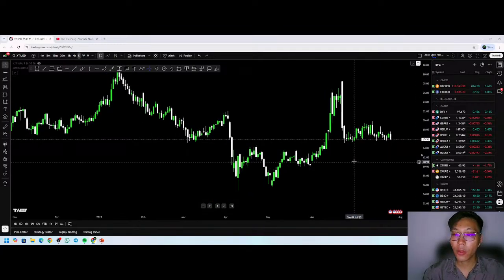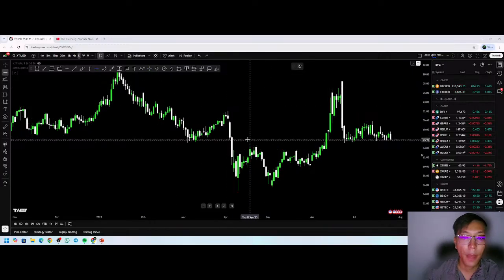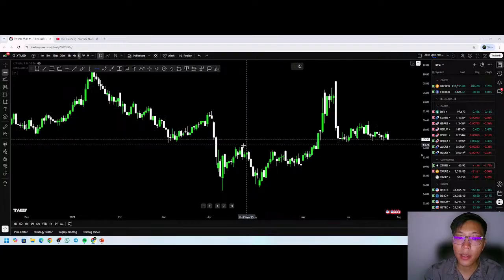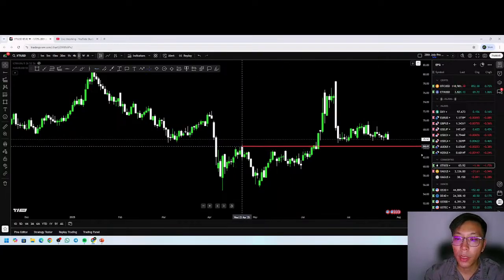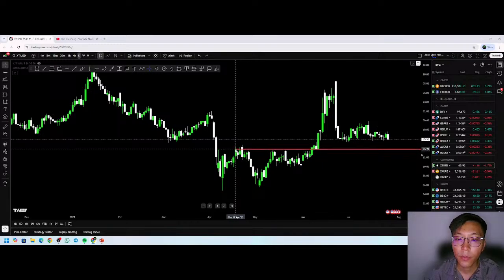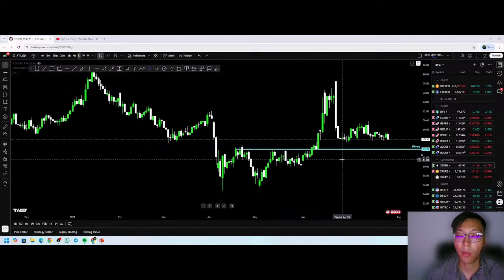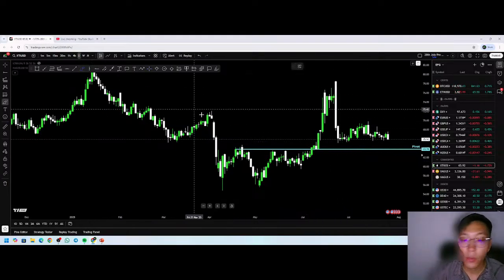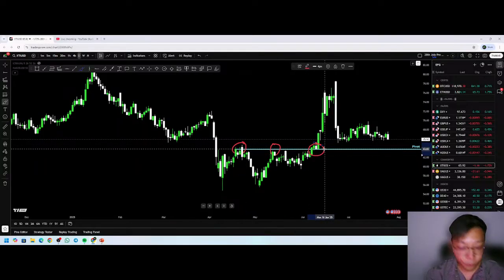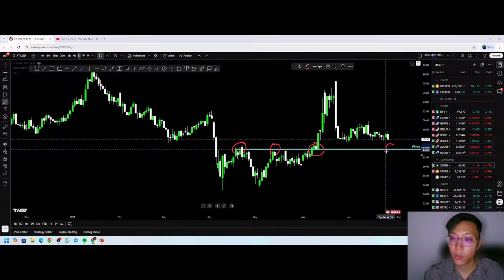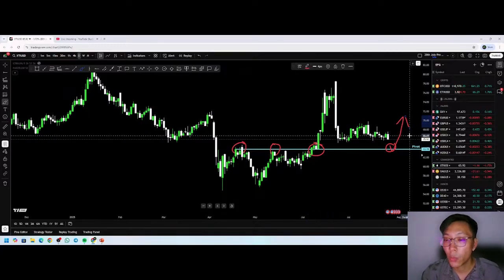Okay, let's move on to oil. Okay, so for oil, what I am actually looking at is this level over here, this very common level that price might react to. Okay, this is our pivot point. Why I chose this level is because we have multiple touches over here, right? Multiple touches, and price could potentially react to this pivot point to create bullish momentum.